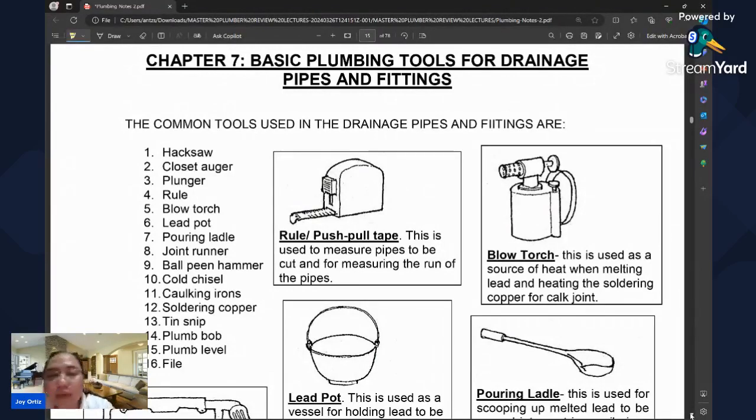Exactly 10 o'clock p.m. And tomorrow, I will discuss about the basic plumbing tools for drainage and pipes and fittings.